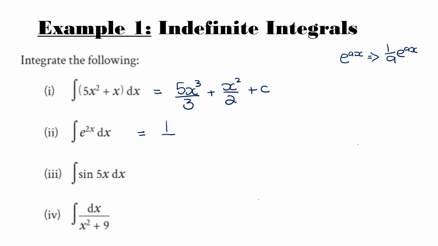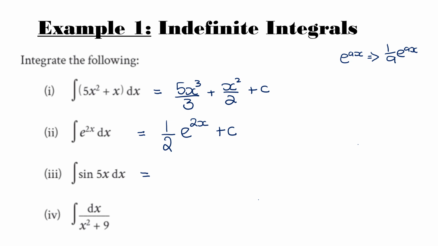So we get 1 over, it looks like the coefficient, but it's actually the derivative. So it's 1 over 2, e to the power of 2x plus c. Remember, e to the power of anything never changes when it's differentiated, and it will never change when it's integrated. So our next one is sine 5x.